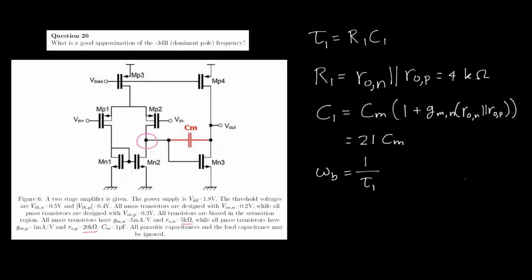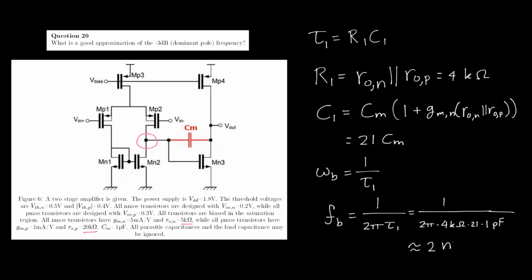time constant. And if we now also want to find the absolute frequency, we just have to divide it by 2 pi. The result of this will be approximately 2 megahertz. And that is the correct answer.